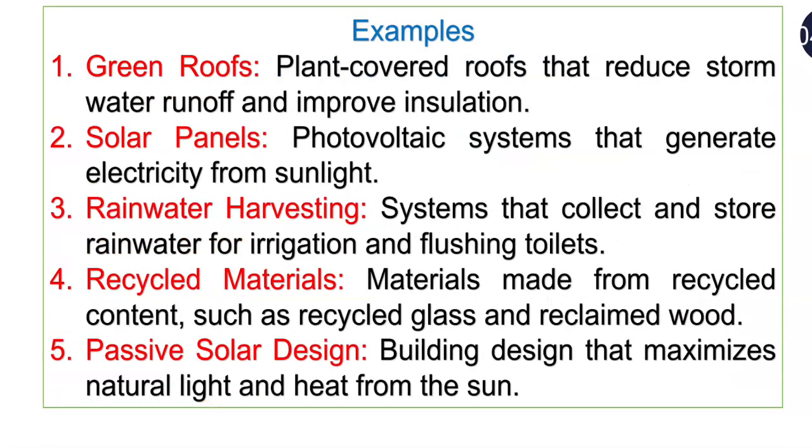Now, what are the examples of this green architecture? Green roof: plant covered roofs that reduce storm water runoff and improve insulation. It means on the roof itself you have the greenery, and that absorbs the sun and the radiation, and it affects you less, and that's why you don't use your air conditioners on and off.